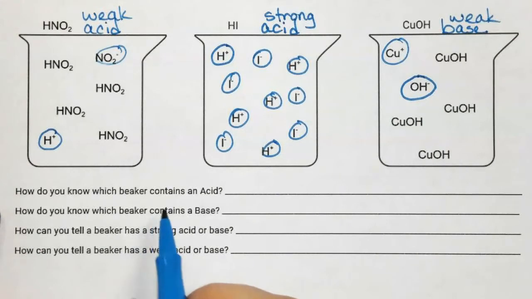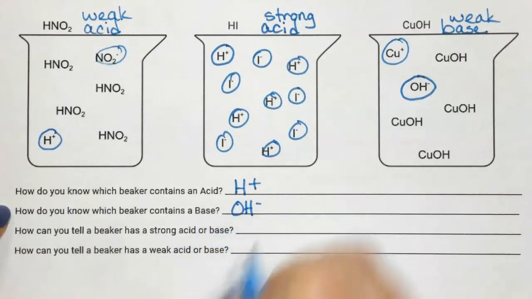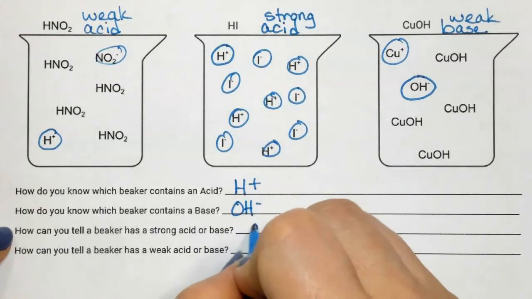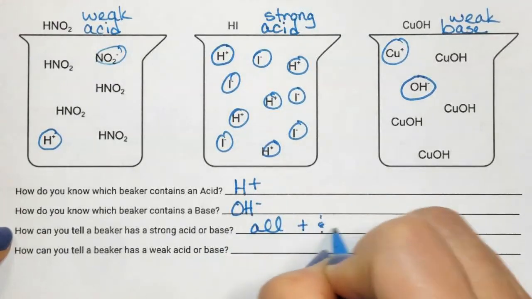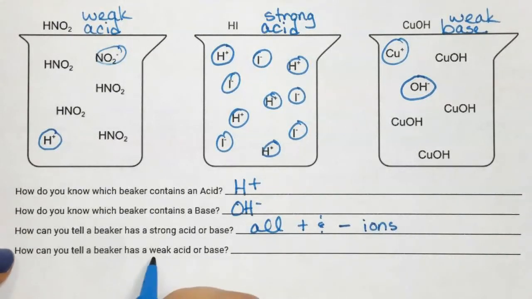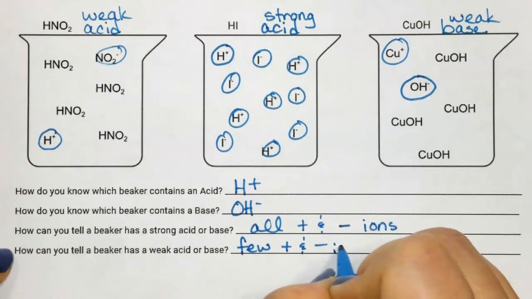So how do you know which beaker contains an acid? Any beaker with an H+ is going to have an acid. A base, you're going to see hydroxide in the beaker. How can you tell if it's strong? You're going to have all positive and negative ions in the beaker. And how do you know it's weak? You're going to have few positive and negative ions in the beaker.